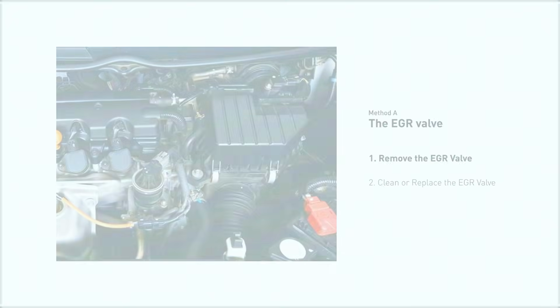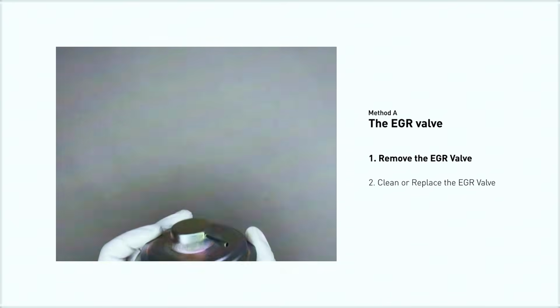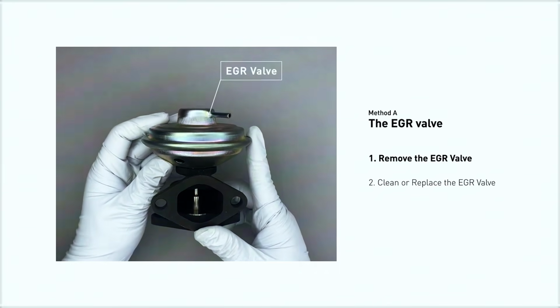Method A, the EGR valve. Looking at the engine from the front, the EGR valve is located towards the rear of the engine just to the right side of the center. First, carefully remove the EGR valve from your car.